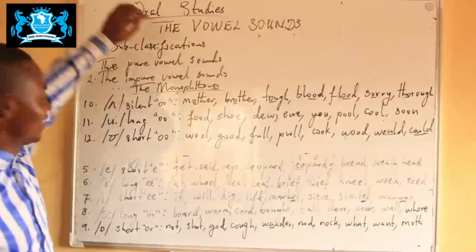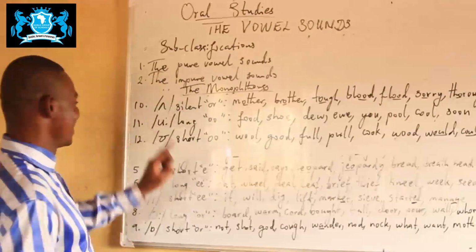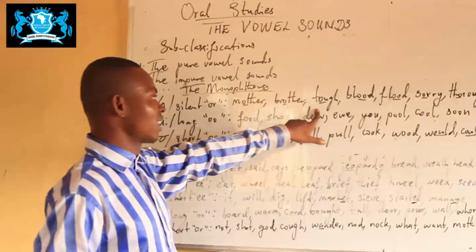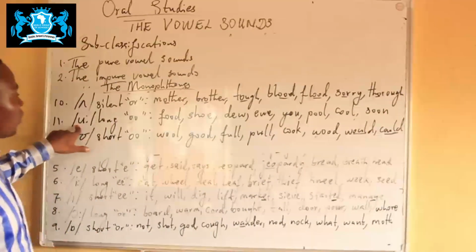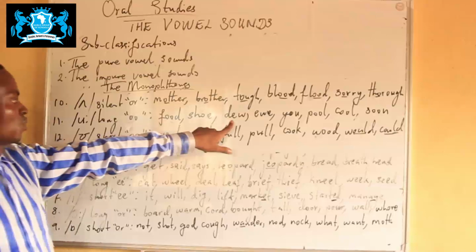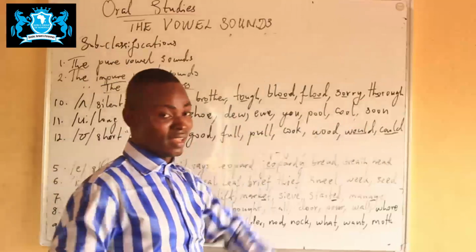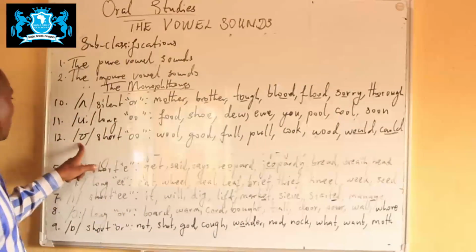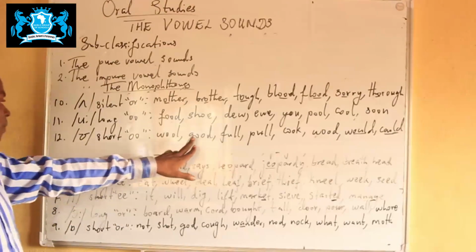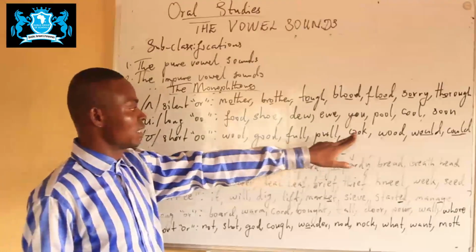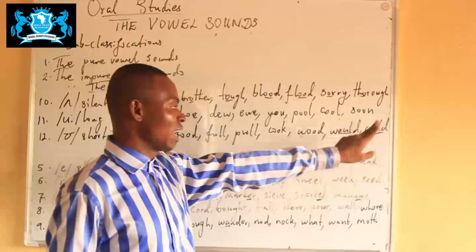So we pronounce again. We have silent or sound as in mother, brother, blood, flood, sorry, thorough. Here we have long U sound as food, shoe, dew, you, cool, and soon. There are other words. And then we have finally the 12th one, which is the short U sound. As the word examples, we have war, God, fall, cock, word, pronounced the same, and code.